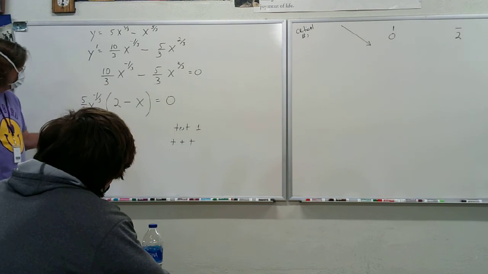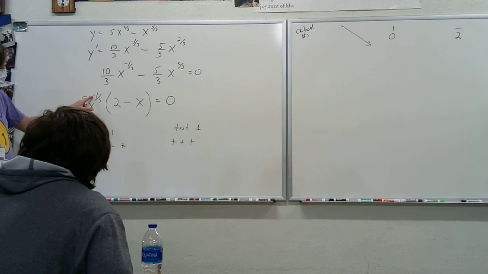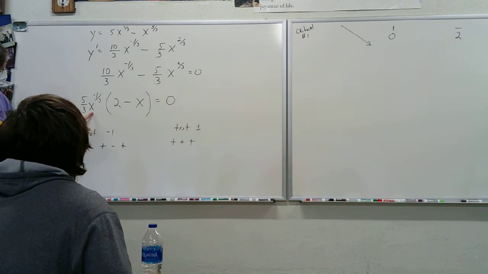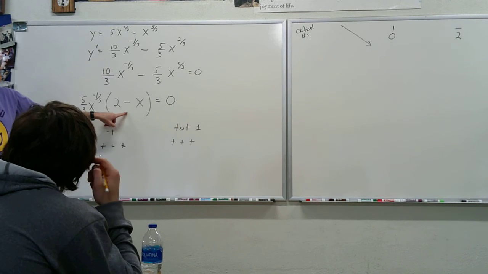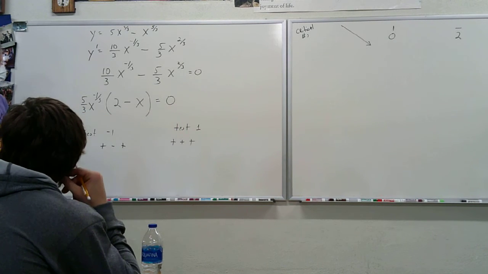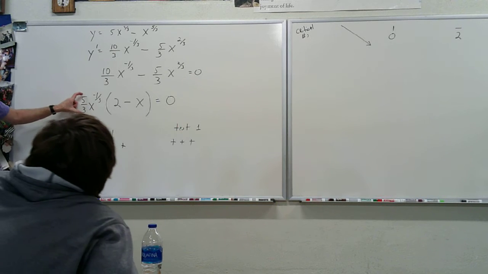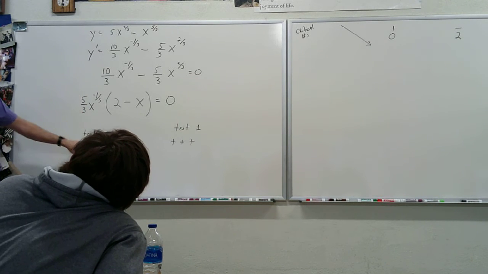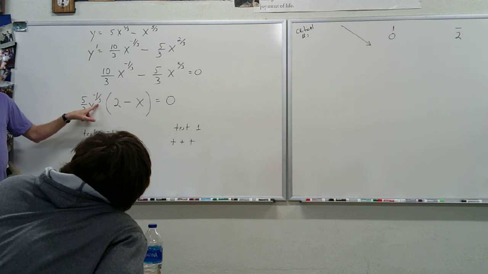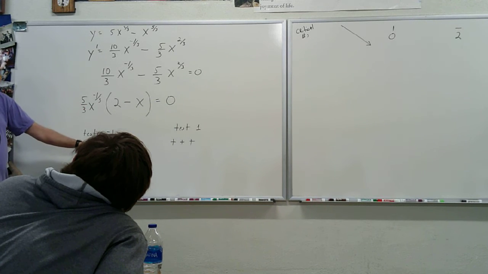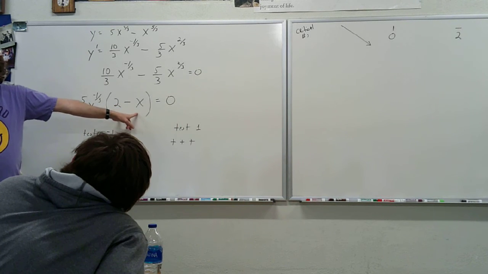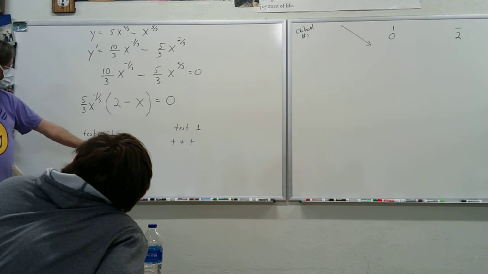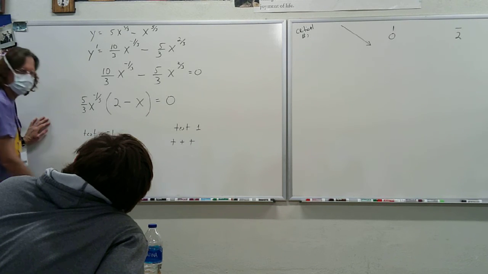When I'm testing them for -1, I'm realizing that's going to be a negative when I take the cube root. Positive times a negative times positive. I don't understand how you do that part. That part confuses me every time. Take -1. Okay, you agree that 5/3 is positive. What's the cube root of -1? -1. Negative. Then 2 minus a -1 is going to be a positive. Positive times negative positive is going to make a negative.